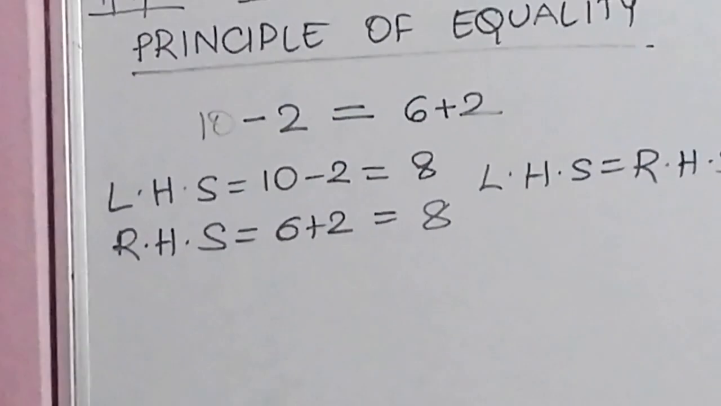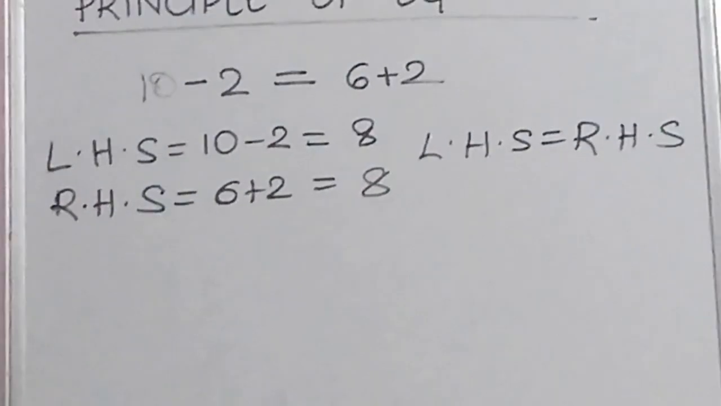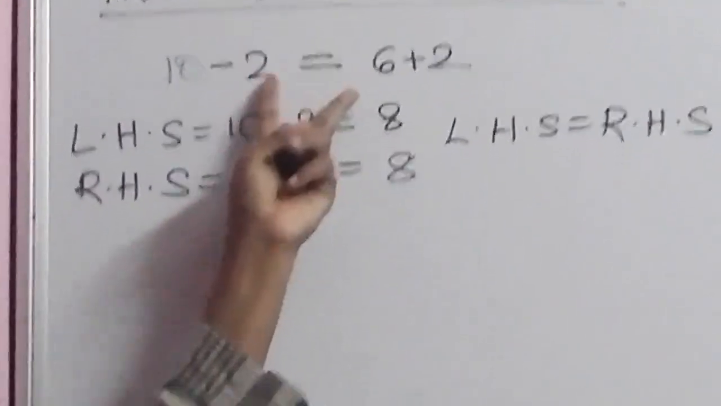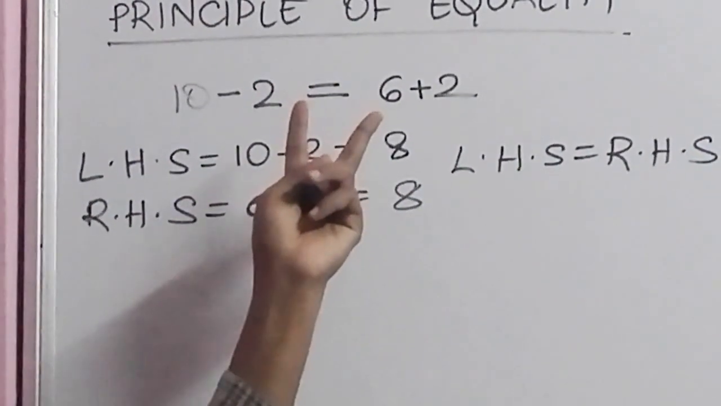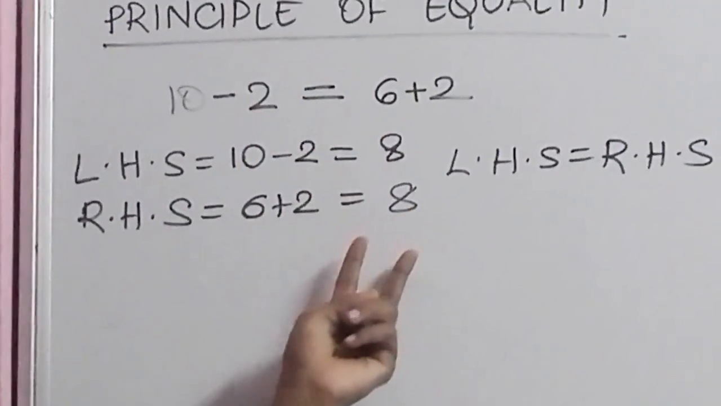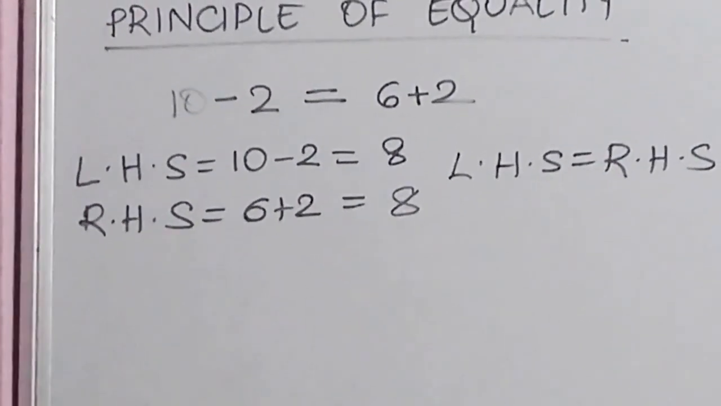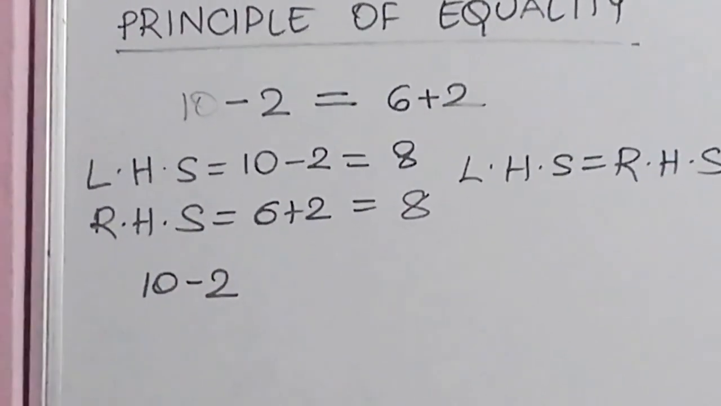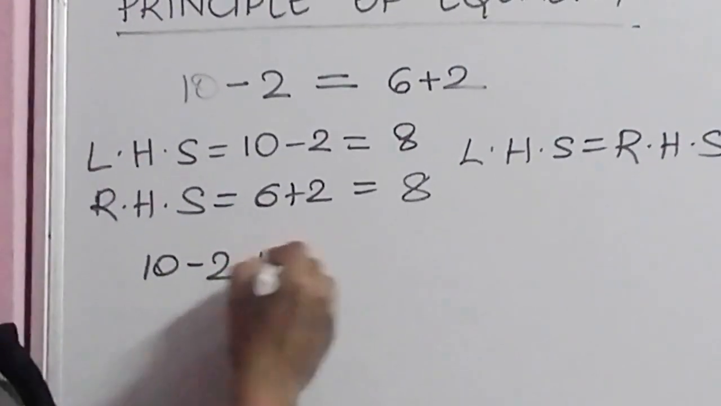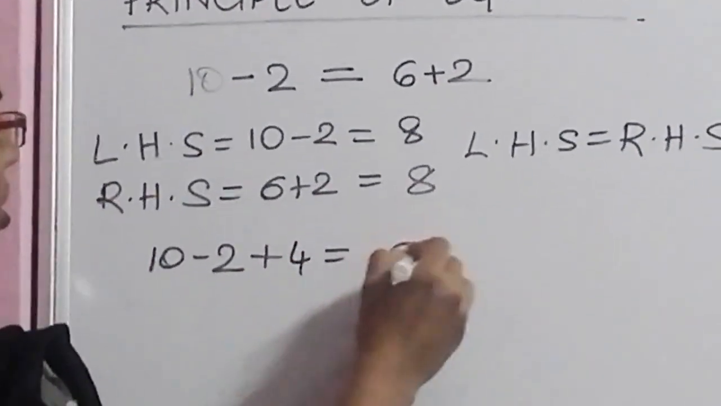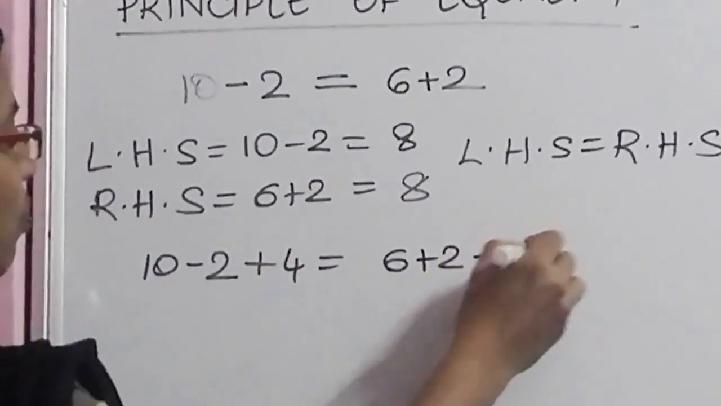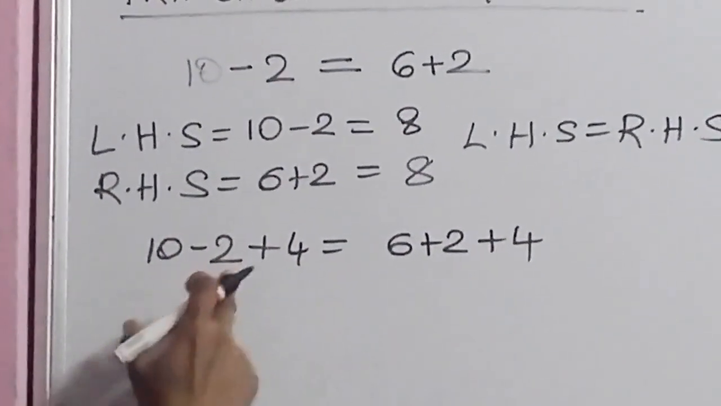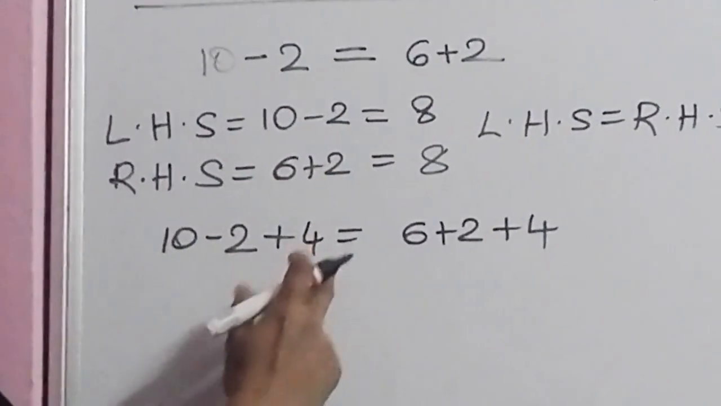Now for this equality statement, what we are going to do is check whether, if we add the same number to both the sides, the equality statement will be the same. This is what we are going to check. 10 minus 2, let me say I am going to add 4 to both the sides, plus 4 is equal to 6 plus 2 plus 4. So what is the answer? 10 minus 2 is 8. 8 plus 4 is how much? 12.